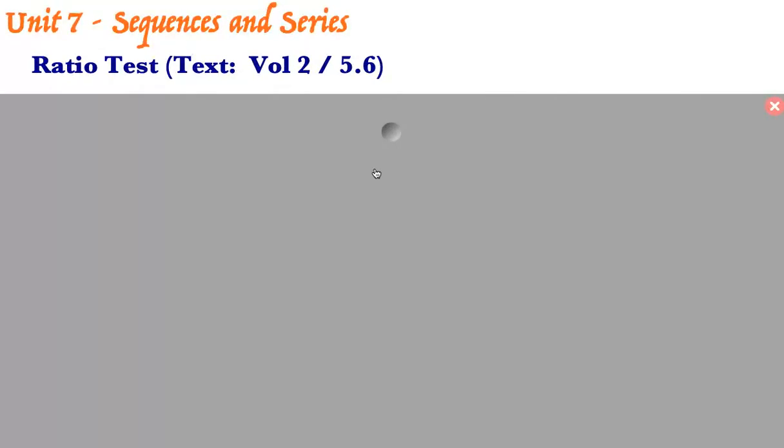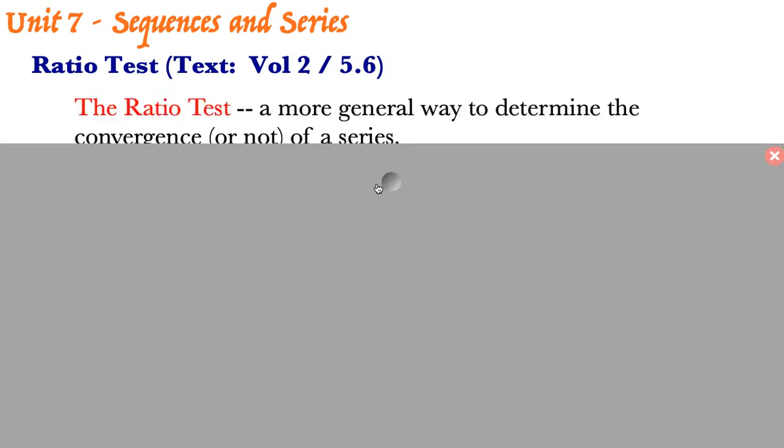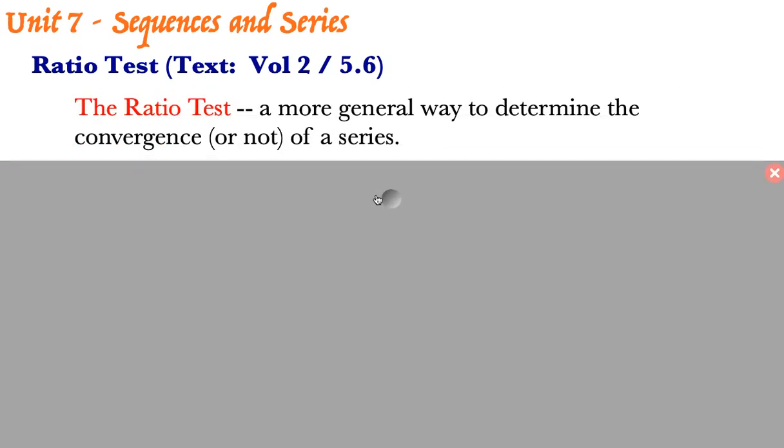Okay, everybody, we are down to the last two topics. And the first of those two topics is called the ratio test. The ratio test is a more general way to determine the convergence or not of a series. So we've already seen the geometric series and the way to determine whether you've got convergence or divergence there. We've seen the p-series, and we know how to handle it in those cases, and we've seen the alternating series test. Now we're looking at the ratio test, which is a little bit more general.